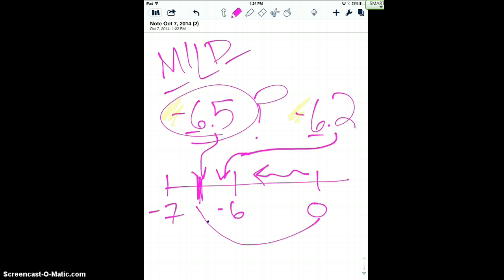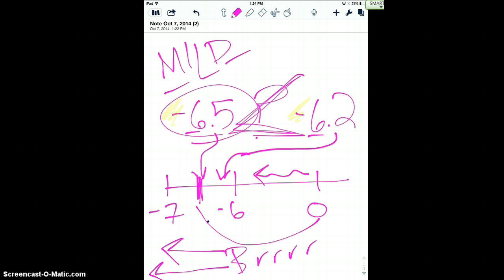It is in the more negative direction. It is colder than negative 6.2. So it is less. Okay? It is less than negative 6.2. All right, let's try another.